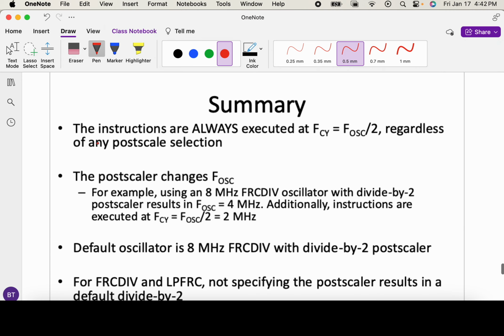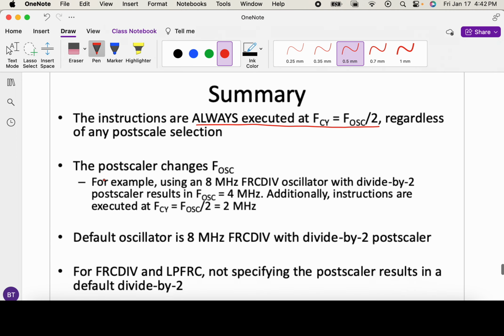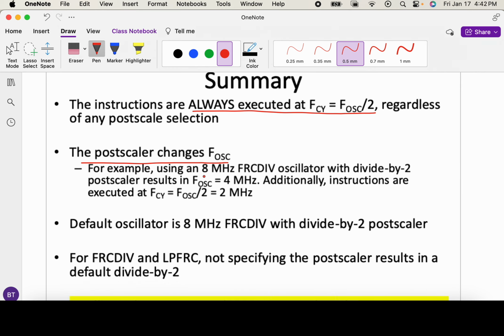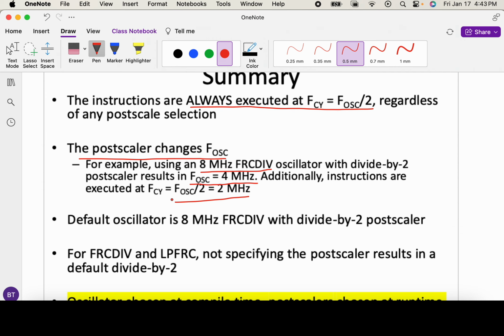Okay, so just to summarize, assembly instructions are always executed at half the oscillator speed, regardless of any post-scaling selection. The post-scaler value changes the oscillator speed. So for example, if we're using an 8 megahertz FRC div oscillator with a divide by 2 post-scaler, that's going to give us an oscillator speed of 4 megahertz and then a clock speed of 2 megahertz, which is half the oscillator. I keep saying speed, but I meant frequency. It gives us a clock frequency of 2 megahertz, which is half the oscillator frequency.